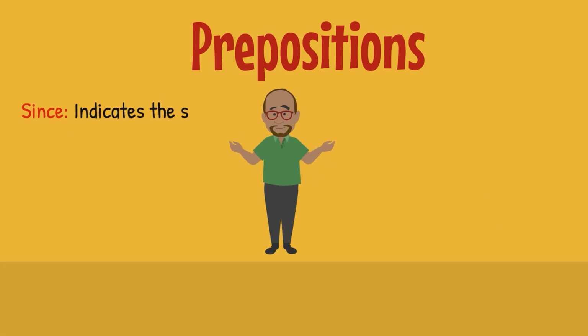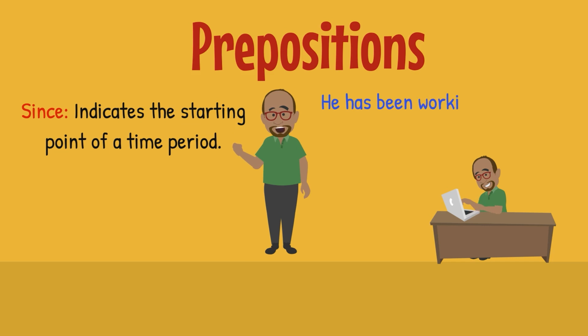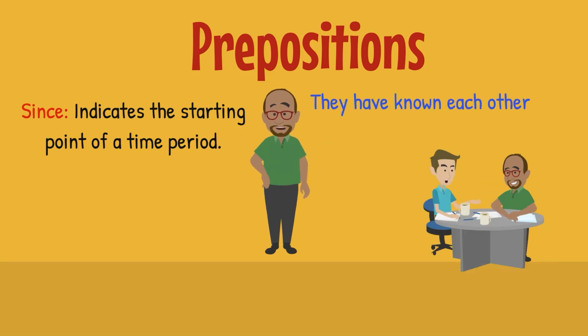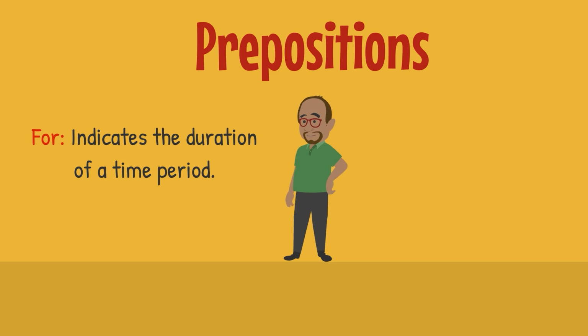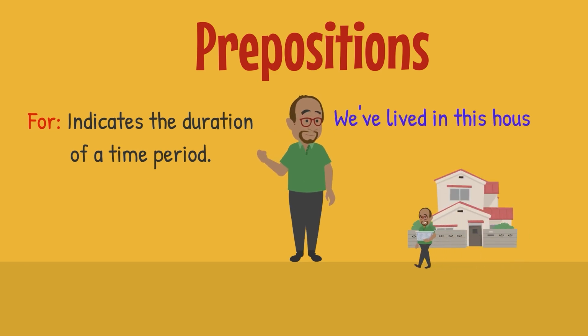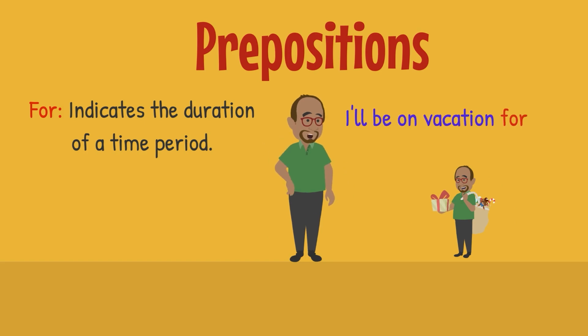Since indicates the starting point of a time period. He has been working here since 2010. They have known each other since childhood. For indicates the duration of a time period. We've lived in this house for 10 years. I'll be on vacation for 2 weeks.